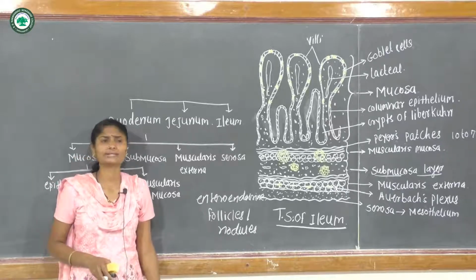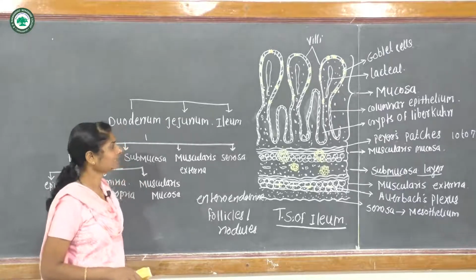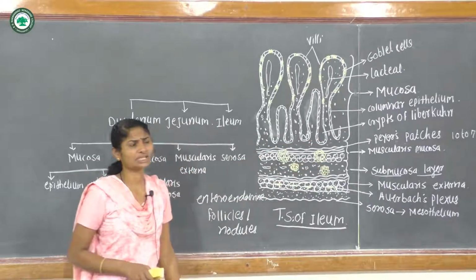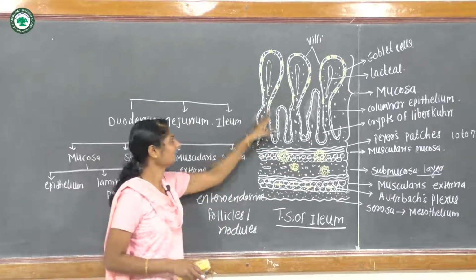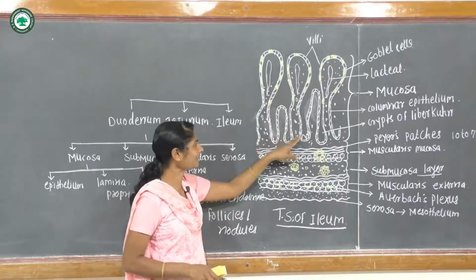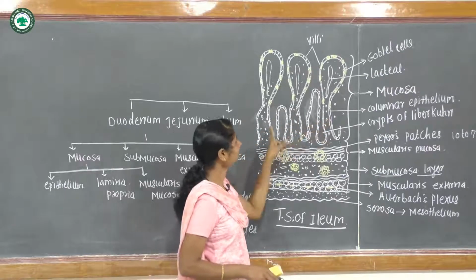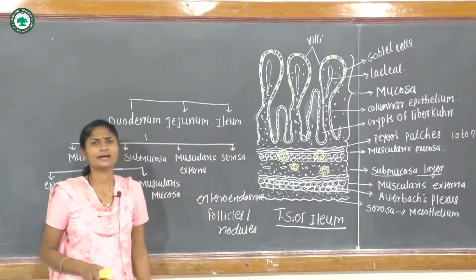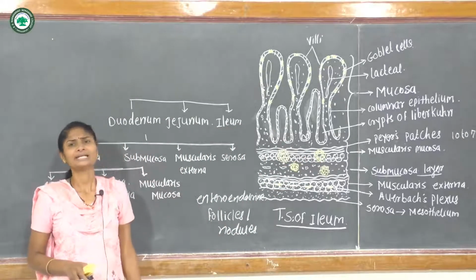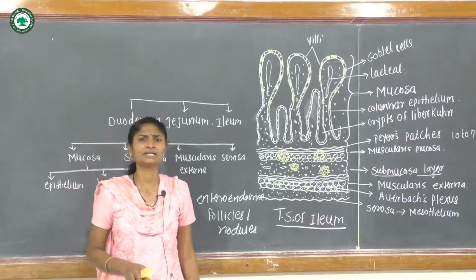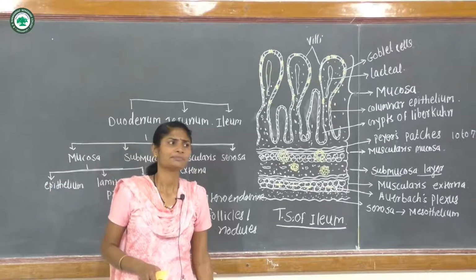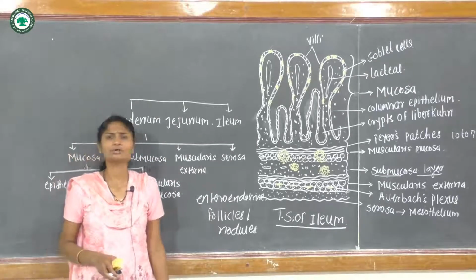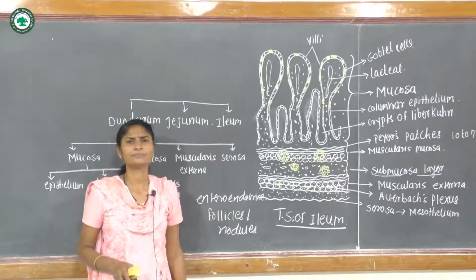Next diagnostic feature is crypts of Lieberkühn. They are present in between the villi. Crypts of Lieberkühn are present in between the villi, and these crypts mainly consist of different types of cells. We saw all this about histology of ileum. Thank you.